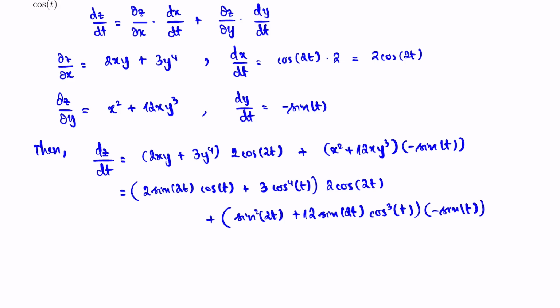Okay, so that is the result. It's quite complicated, but actually we achieve our objective. That is, we can find dz/dt given the function f of x, y, where x is in terms of t and y is also in terms of t.